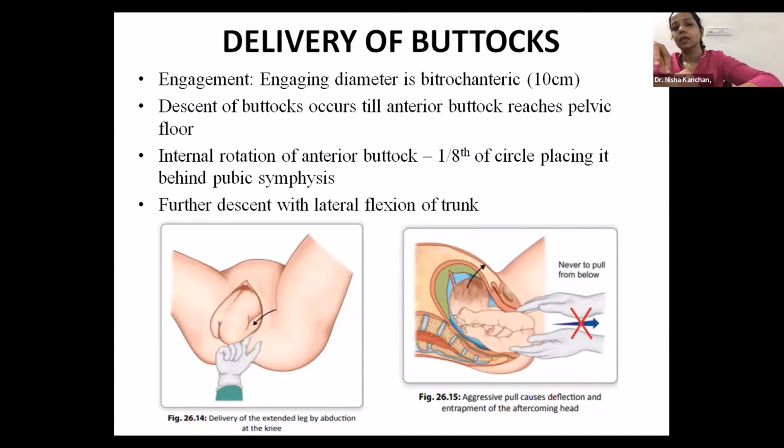Once the head comes in, then there is rotation of the head. Head is delivered out. The occiput comes near behind the pubic symphysis. Occiput delivers out of the pelvis. Next slide.